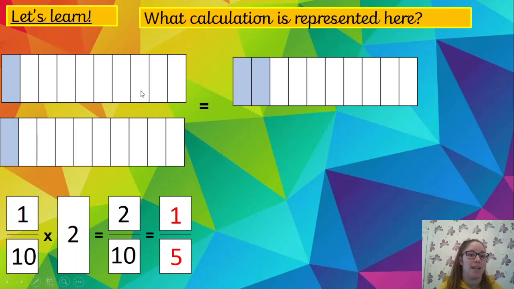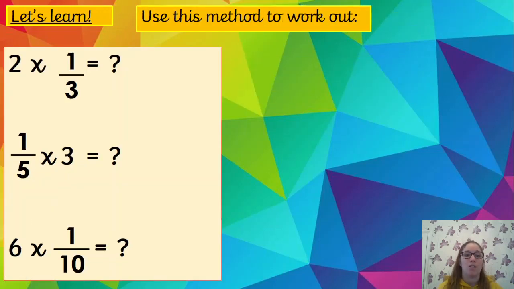So we had 1/10, but we had 2 lots. We had 2 groups of 1/10. So we could write 1/10 add 1/10, or we could just do 1/10 times 2. And then we're just multiplying the whole number by the numerator. Okay, so use this method to work out 2 times 1/3, 1/5 times 3, and 6 times 1/10.